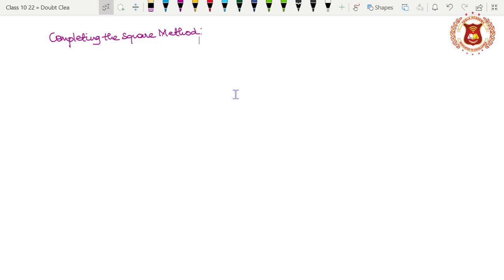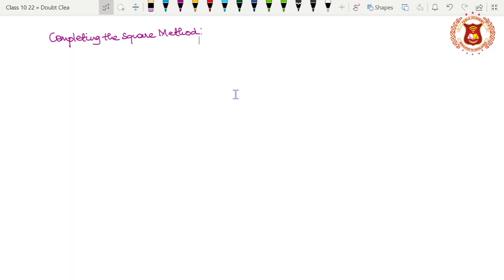Hello everyone. Today I am bringing you a new problem from quadratic equations, especially very important for Karnataka state students. That is the completing the square method. This method is not there actually for CBSE students, but it is very important for Karnataka state students.